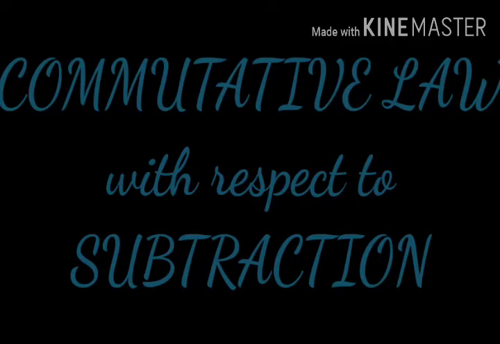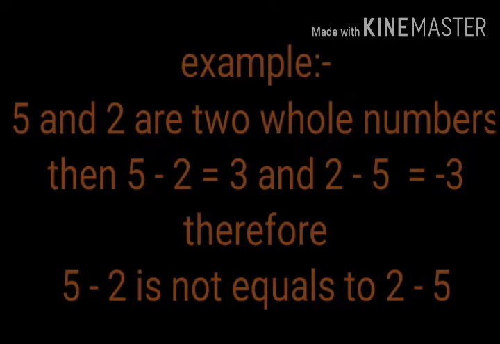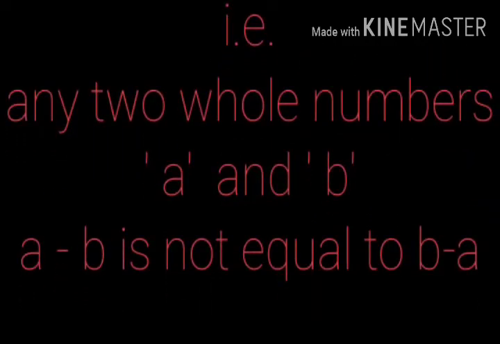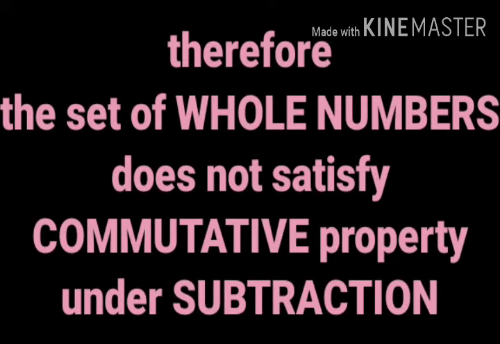Commutative law with respect to subtraction. Example: 5 and 2 are two whole numbers. 5 minus 2 equals 3 and 2 minus 5 equals minus 3. Therefore, 5 minus 2 is not equal to 2 minus 5. That is, for any two whole numbers a and b, a minus b is not equal to b minus a. Therefore, the set of whole numbers does not satisfy commutative property under subtraction.